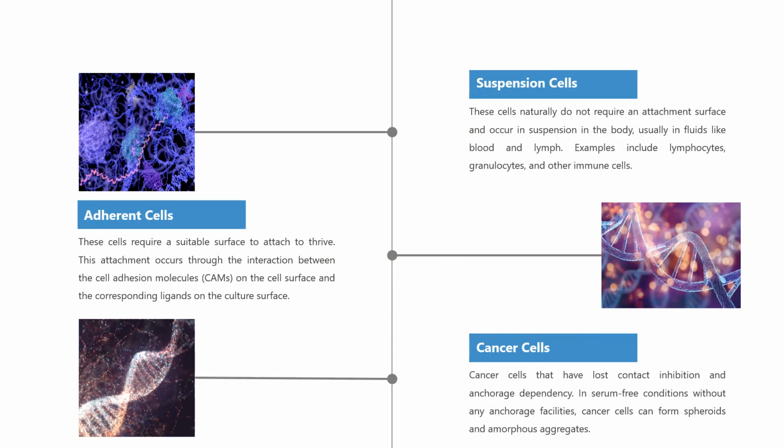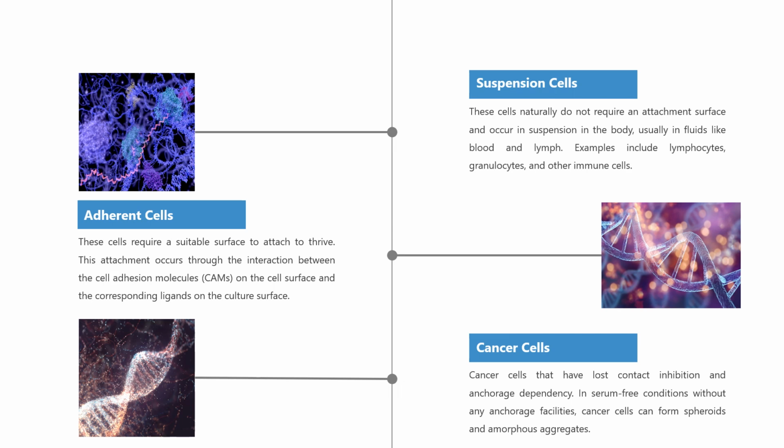Adhesion properties of cells. Based on whether cells need to attach to a solid surface for survival and growth, they can be classified as follows. Adherent cells. These cells require a suitable surface to attach to and thrive, for example, macrophages, fibroblasts, mesenchymal stem cells, etc. This attachment occurs through the interaction between the cell adhesion molecules, CAMs, on the cell surface and the corresponding ligands on the culture surface.